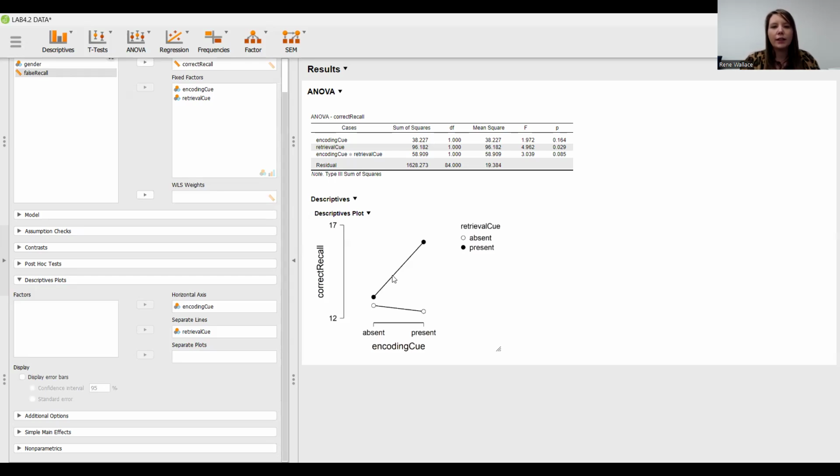So it looks like if I said up here that my retrieval cue had significance, let me find retrieval cue. When retrieval cue is present, it looks like as retrieval cues were present, my correct recall went up, apparently significantly. And then when retrieval cue was absent, it didn't really change anything here. So that's pretty cool. So I know that my retrieval cue was significant, and the significance is that the encoding cue being present increased correct recall. That's awesome. That's what we expected to happen. Hopefully, for some of us it did.